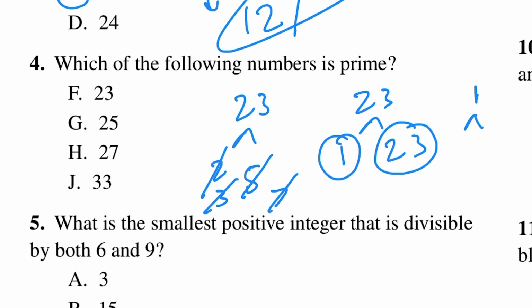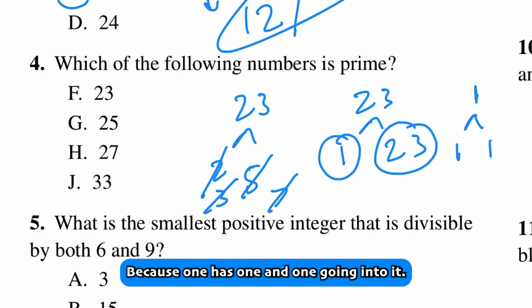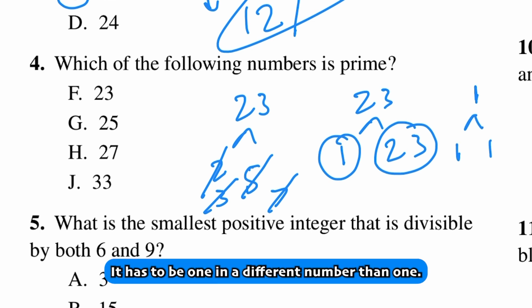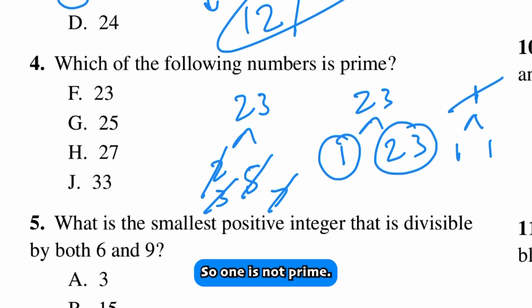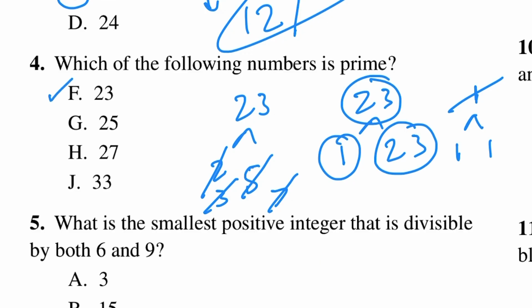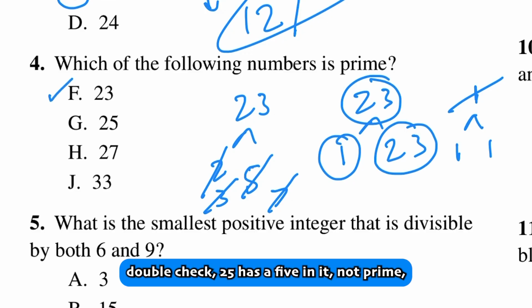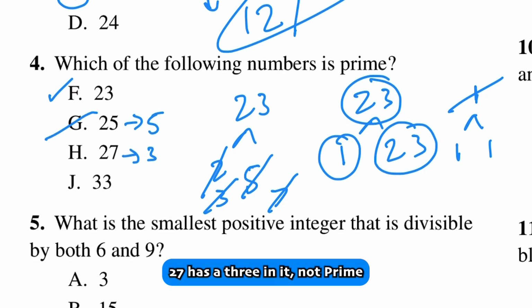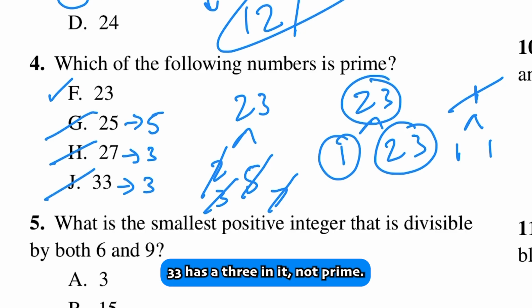Is 1 prime? Nope. Because 1 has 1 and 1 going into it. It has to be 1 and a different number than 1. So 1 is not prime. 23 is our prime. If you want to just double check, 25 has a 5 in it, not prime. 27 has a 3 in it, not prime. 33 has a 3 in it, not prime.